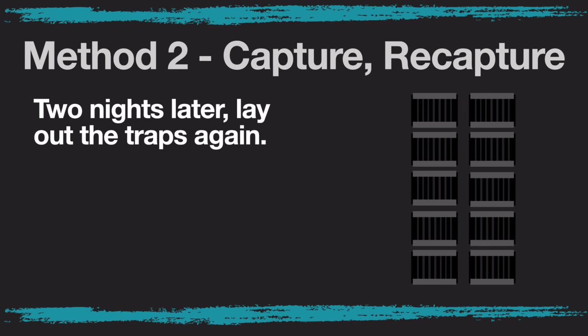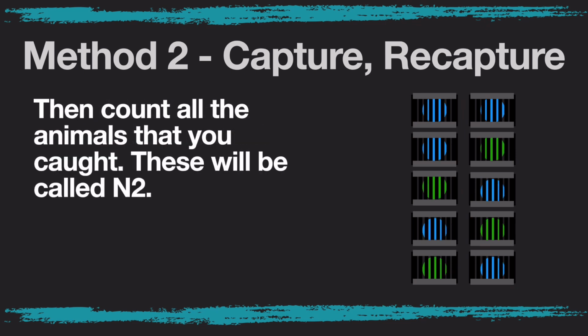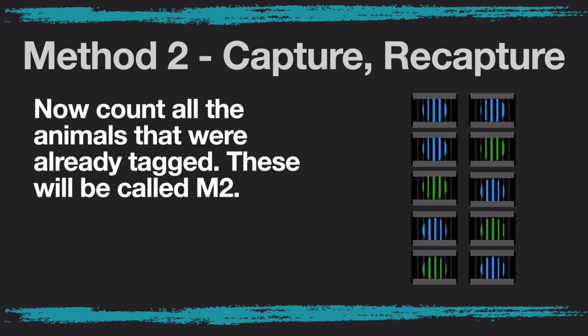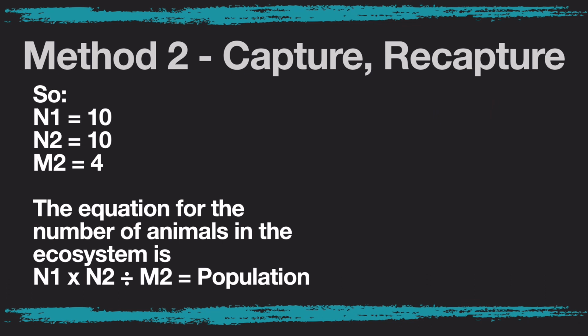Two nights later, lay out the traps again. Then count all the animals that you caught. These will be called N2. Now, count all the animals that were already tagged. These will be called M2. So, N1 equals 10, N2 also equals 10, and M2 equals 4.